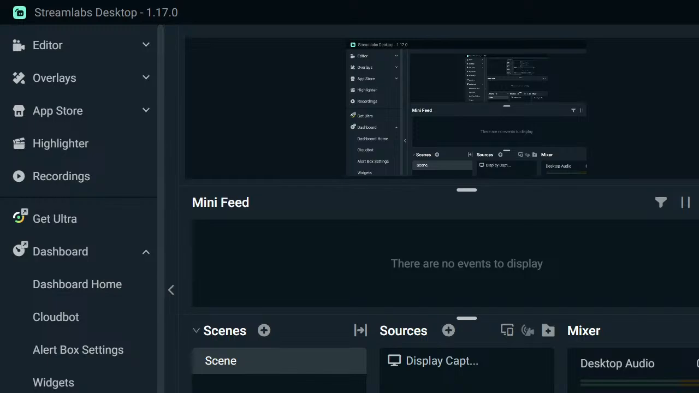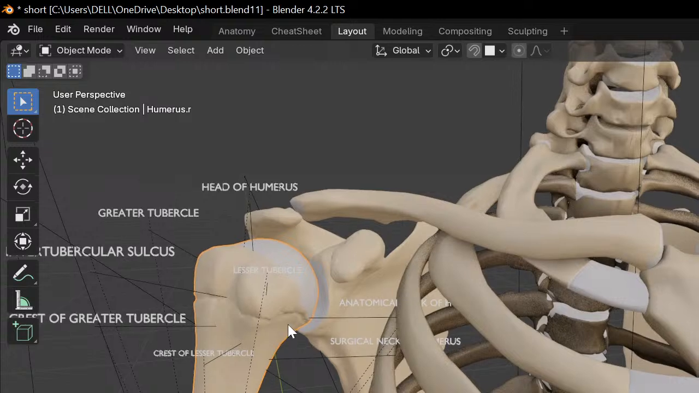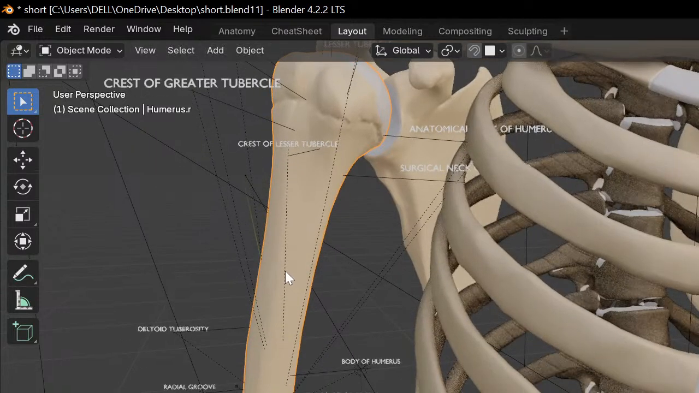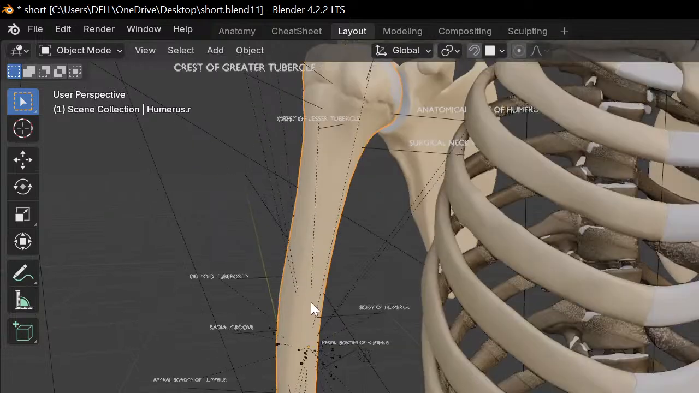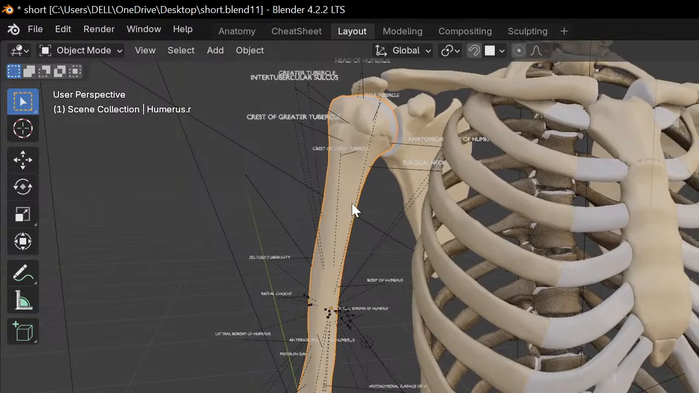All right, so sorry for that. So the surgical neck is the most commonly fractured area of the humerus, and from there we have the shaft of the humerus. The humerus is roughly cylindrical in cross section. As you can see, this middle portion from the surgical neck up to this point is known as the shaft of the humerus.